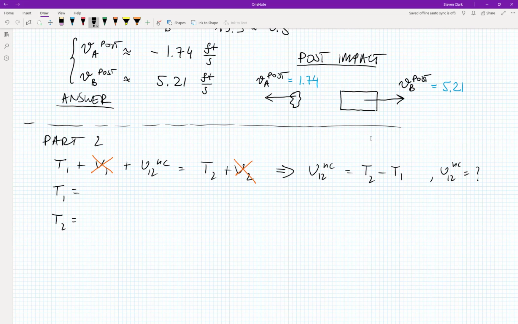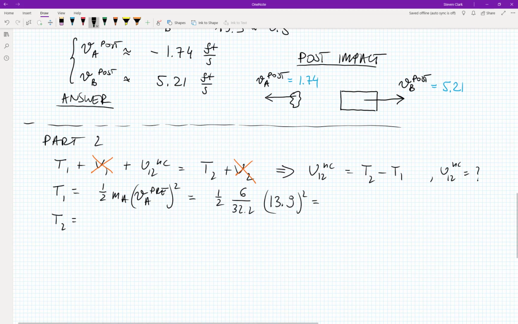Okay, pre-impact we had only one body moving, body A, and it had 1/2 MA VA pre-impact squared. Let's plug in values. So in here we will have 1/2 times 6 divided by 32.2, times 13.9 squared. And if you grab your calculators, you will obtain that this is approximately 18.0 pound-feet. Yeah, I solved it yesterday and I obtained here, I believe, 18.0003 or something. Yeah, so 18.0 is fine.